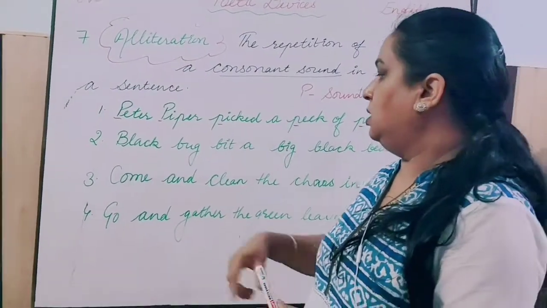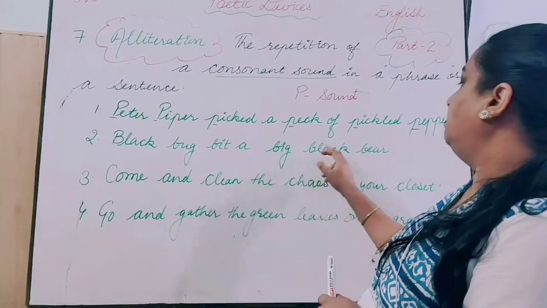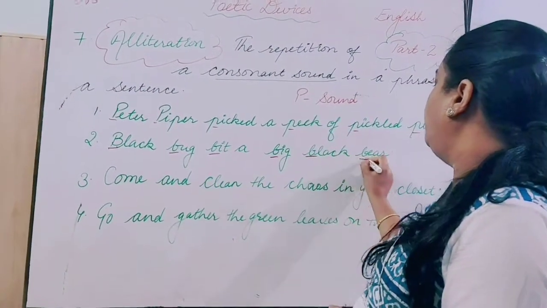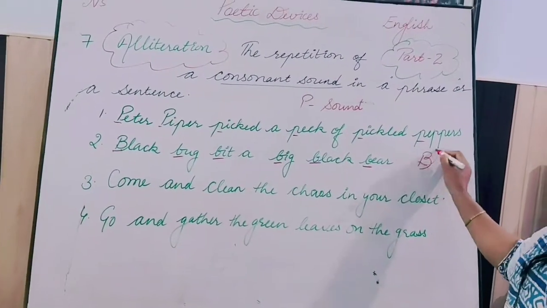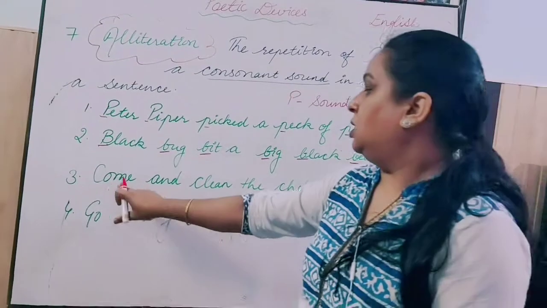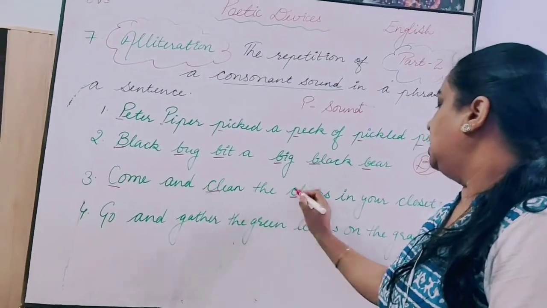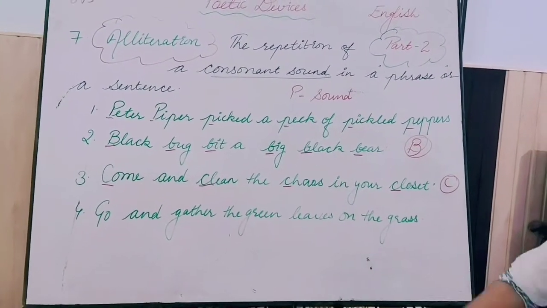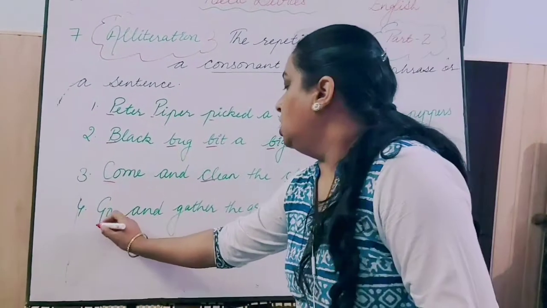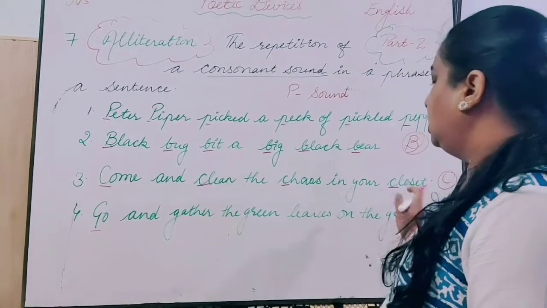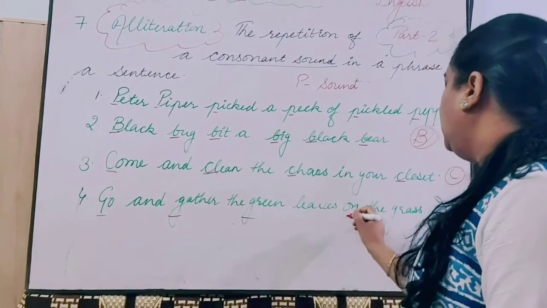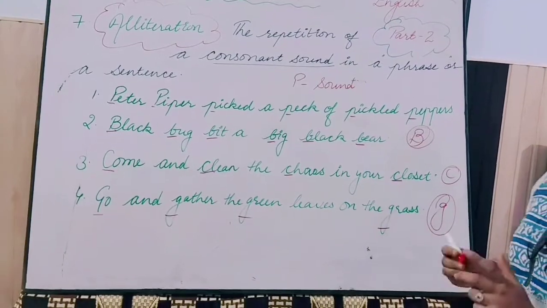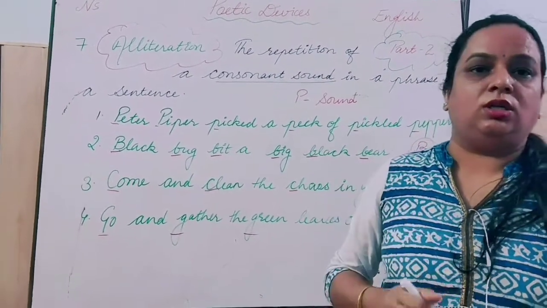Let's see the second example. Black bug bit a big black bear. So, the sound of B. Here which sound is being repeated? B sound is being repeated. Next, come and clean the chaos in your closet. Here which sound is being repeated? C sound is being repeated, which is a consonant. Go and gather the green leaves on the grass. Which sound is being repeated here? G sound is being repeated. Please take care, it is not the word, it is the consonant sound.